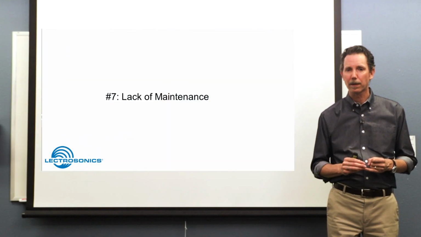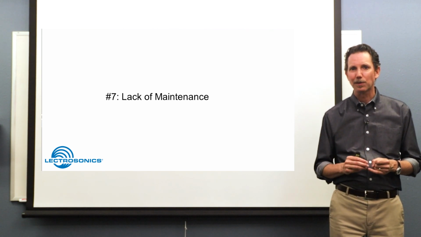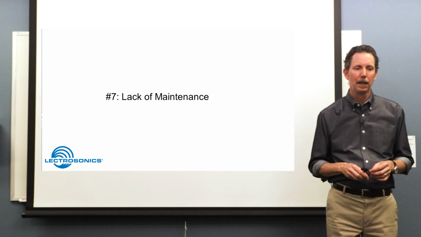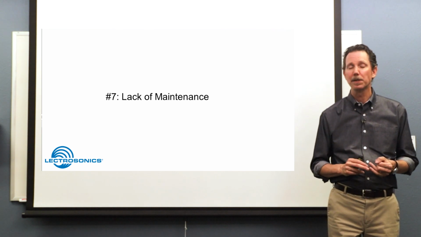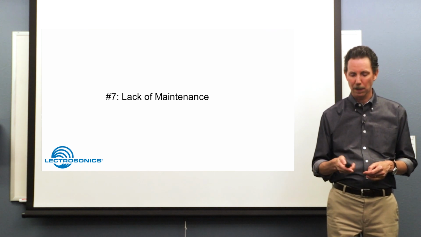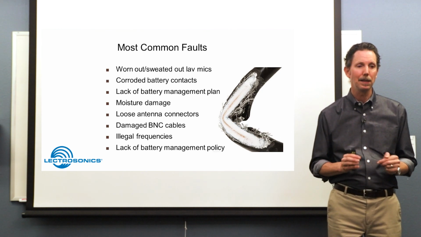Okay, the 7th most common thing that we run into is the lack of maintenance in the wireless system. And this can take a number of forms, but the general one is you want to keep your system updated with firmware and hardware that is current, modern, and legal. Stay out of those illegal bands that are no longer accessible to us as wireless mic users. But then you have to be concerned about your batteries, your RF cables, your connections, your antennas, if they get weathered, and so on. So here's a list of the most common faults that we see.